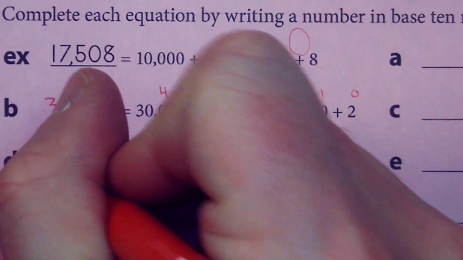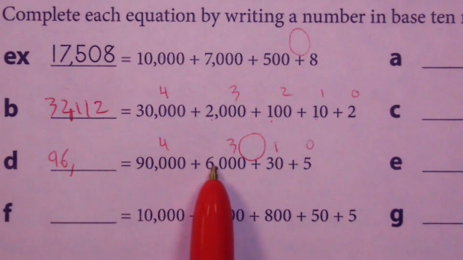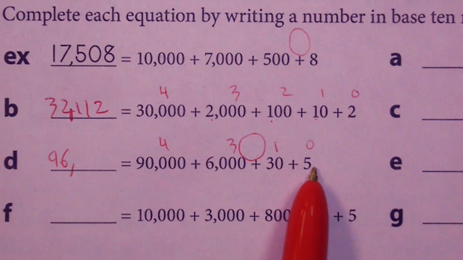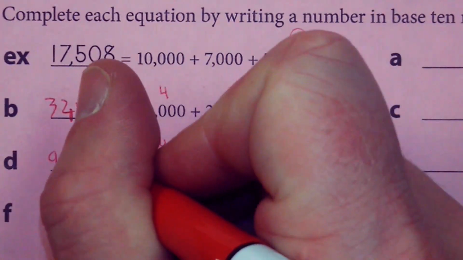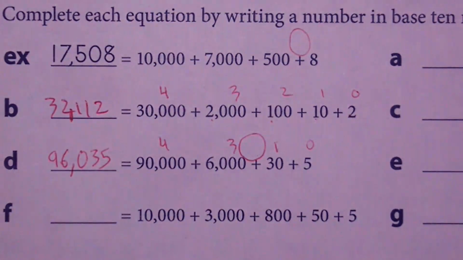So I do have 96,000. Okay, 90 plus 6 is 96,000. I have no hundreds, but I have a 30 and a 5, 35. No hundreds, 35. 96,035.